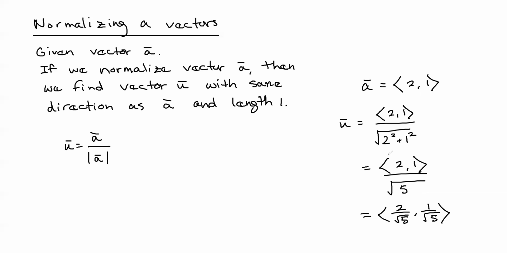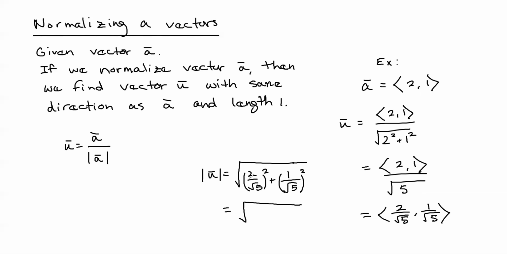So the only thing left to do is to verify that the length of this new vector is indeed length 1. And if you do the length of u, you'll get the square root of the components squared, which would be (2 over root 5) squared plus (1 over root 5) squared. And that equals the square root of, this is 4/5, this is 1/5, and so we get the square root of 5/5, which is the square root of 1, which equals 1.